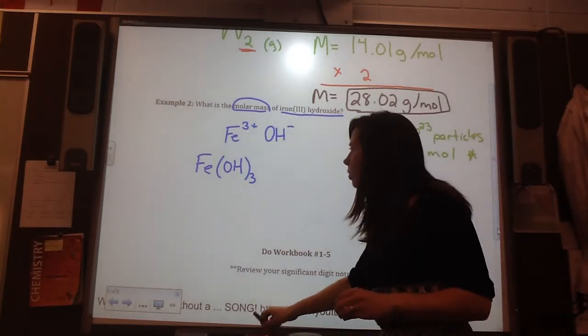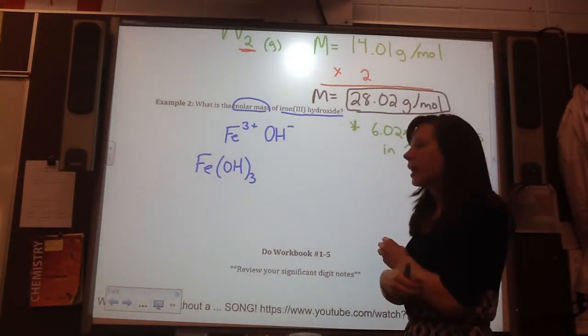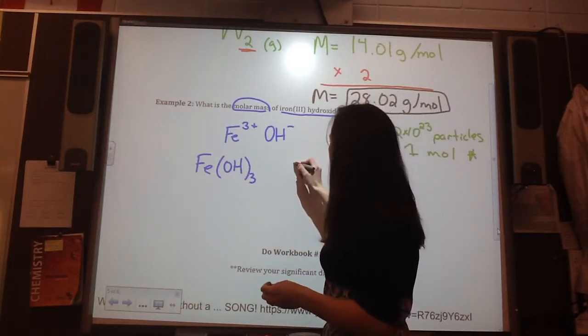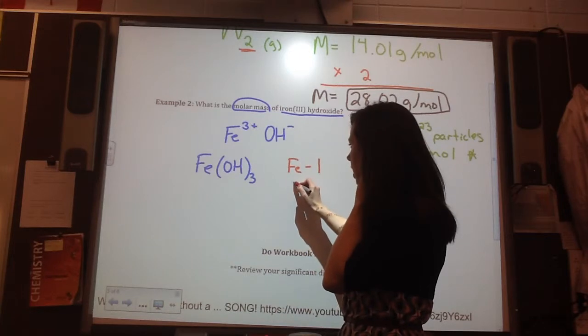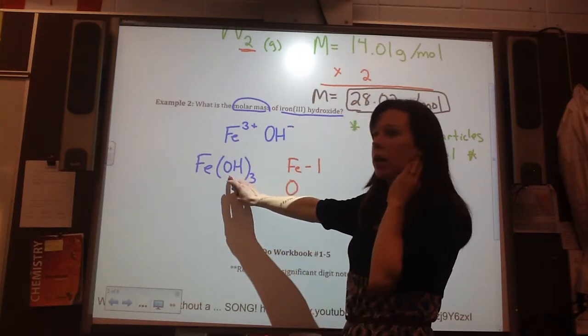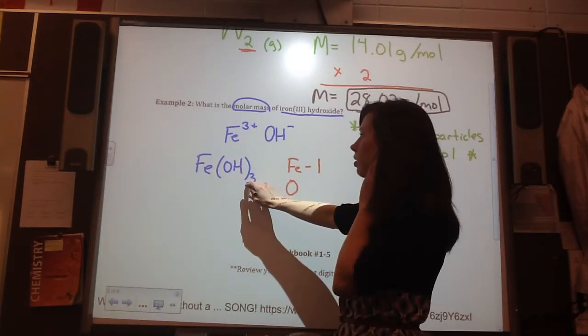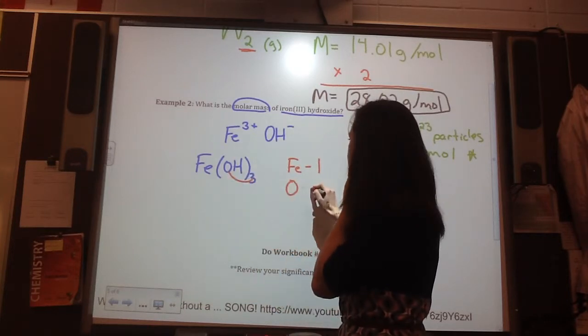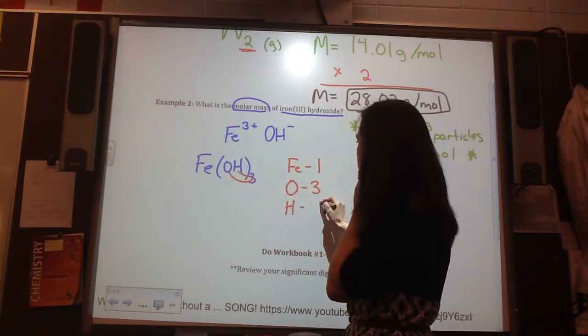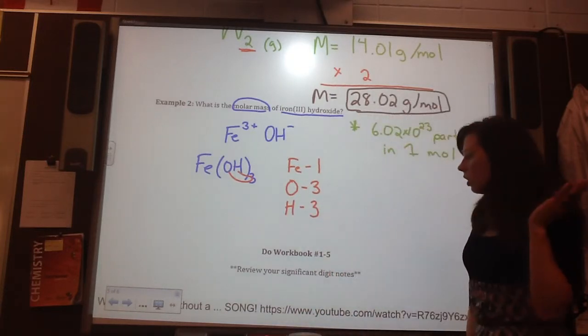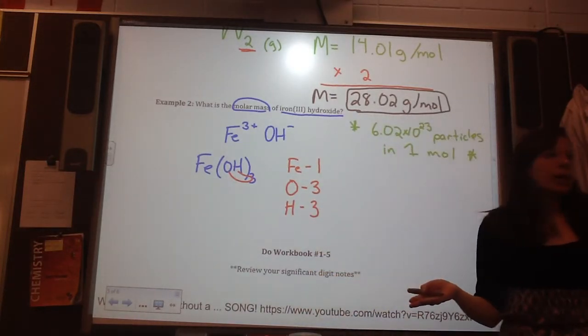So what we do is we write out all the things that we're using. How many irons do I have in this compound? 1. How many oxygens in this compound? 3. How many H's? 3. So you count up how many of each you have.